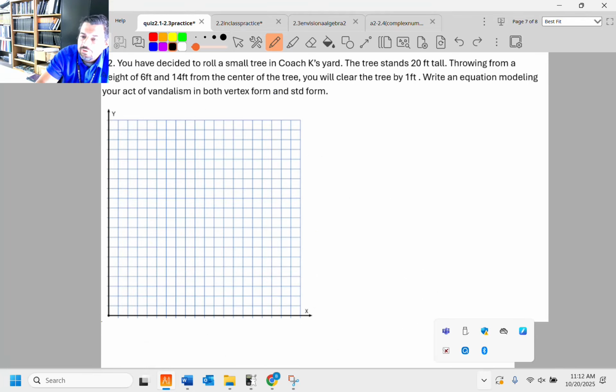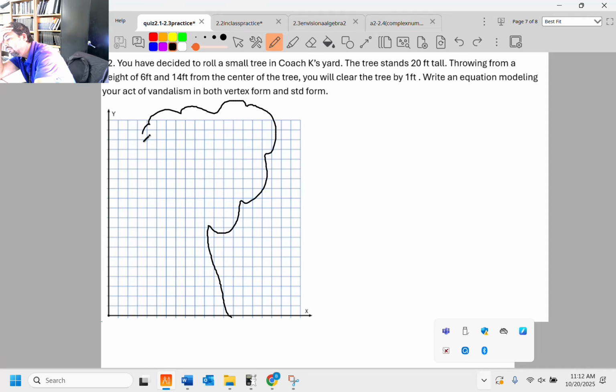You have decided to roll a small tree in Coach K's yard. The tree stands 20 foot tall, throwing from a height of 6 feet and 14 foot from the center of the tree. You will clear the tree by 1 foot. Now, I've got a grid here, but it's not going to do any good. We're just going to have to arbitrarily come up with the numbers. There's a tree, and here's my tree. Nothing special.